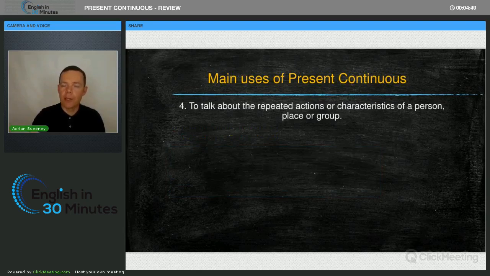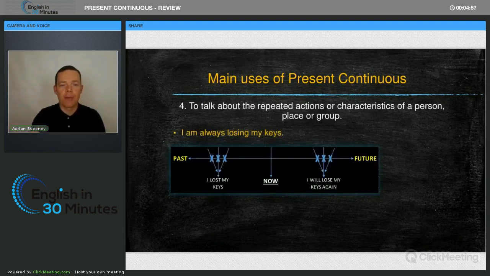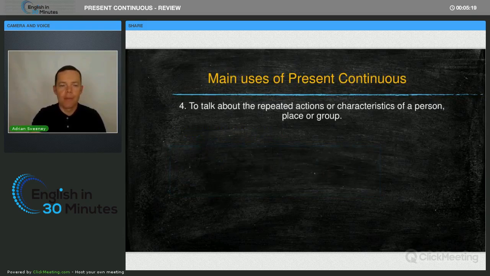Main use number 4, we can use the present continuous to talk about repeated actions or characteristics of a person, place or group. Let me show you. I'm always losing my keys. So look at the timeline. You can see that in the past, I lost my keys a lot. In the future, I will lose my keys again, I have no doubt. What do we know? I lose my keys a lot. This is my characteristic. I lose my keys a lot.